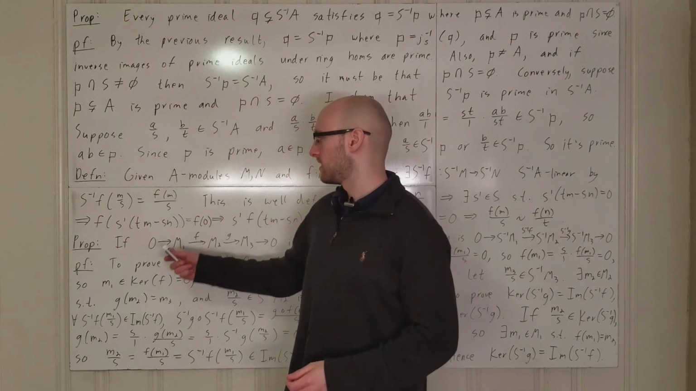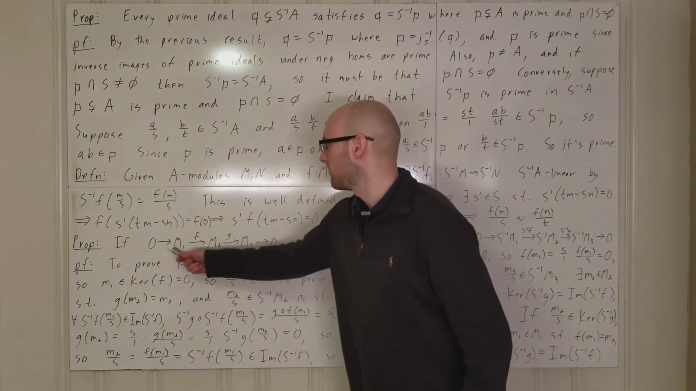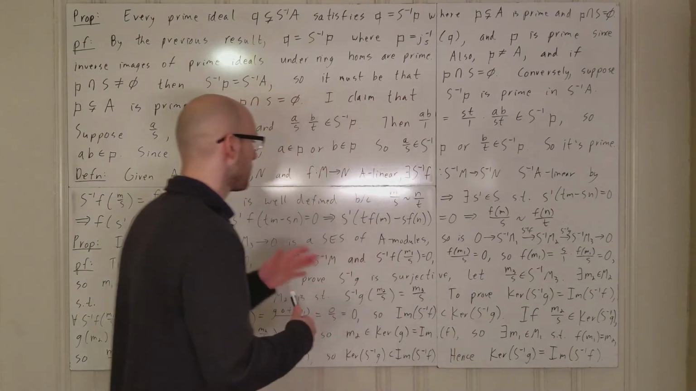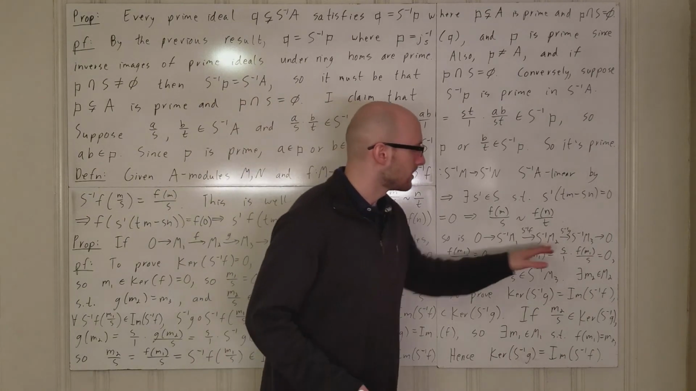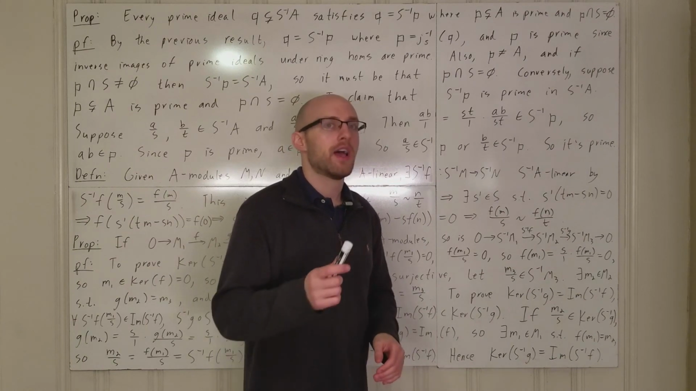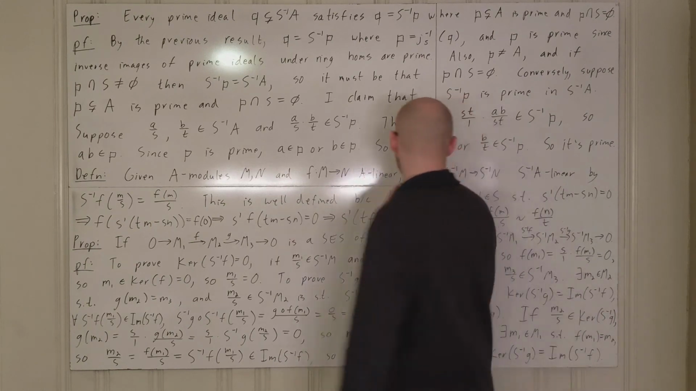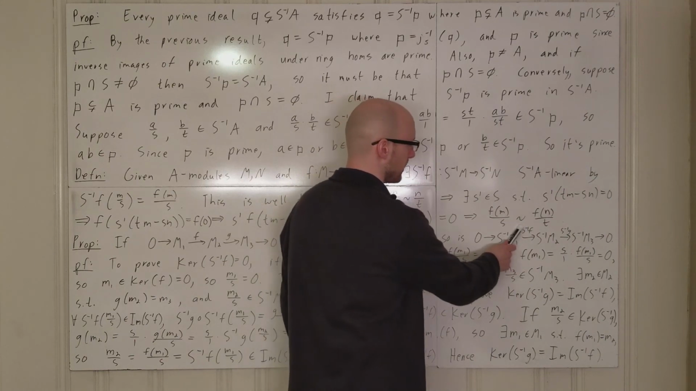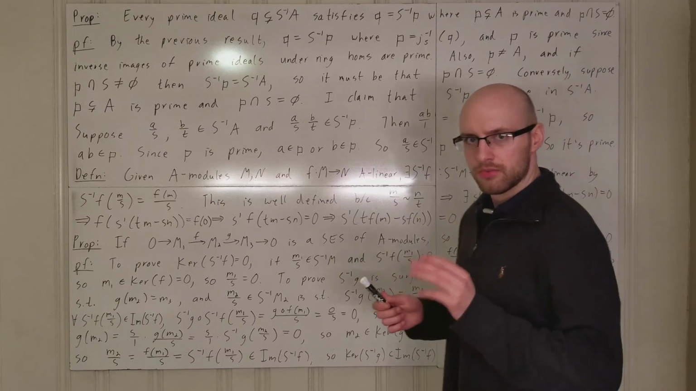Like, if you have a short exact sequence here, you can literally just put S inverse in front of everything here, and you still get a short exact sequence. And when I say so is this, what I mean is, is this a short exact sequence of S inverse A-modules? So these are A-modules, these are S inverse A-modules, these are A-linear maps, these are S inverse A-linear maps. All right, so let's prove it. We've got to prove three things.